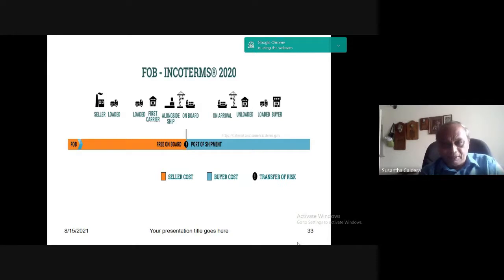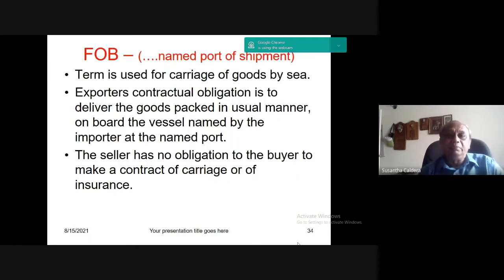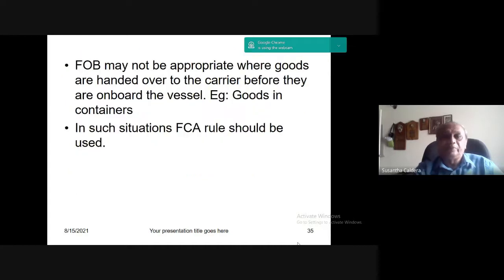Earlier it was alongside the ship, then on board. The FOB term is used for carriage of goods by sea. The exporter's contractual obligation is to deliver the goods, packed in the usual manner, on board the vessel named by the importer at the named port. They will load the goods, but the carrier has to be nominated and agreed by the buyer. The seller has no obligation to the buyer to make a contract of carriage or insurance, but if they agree, they will do it. But normally, it is the responsibility of the buyer to make a contract of carriage and insurance. Right?